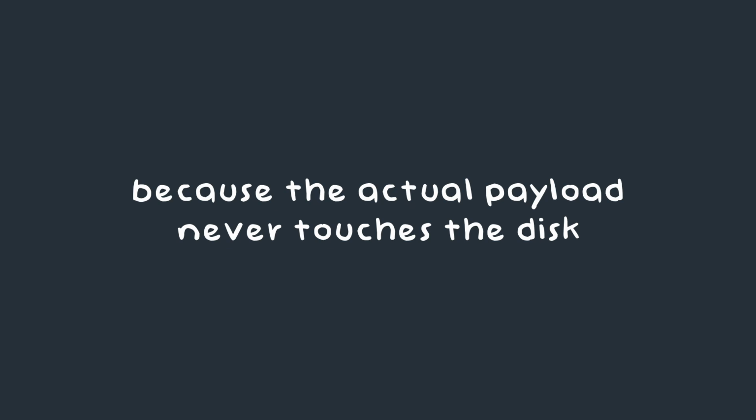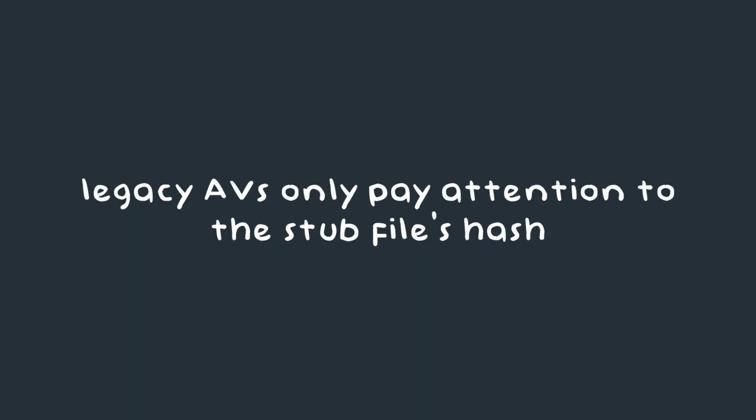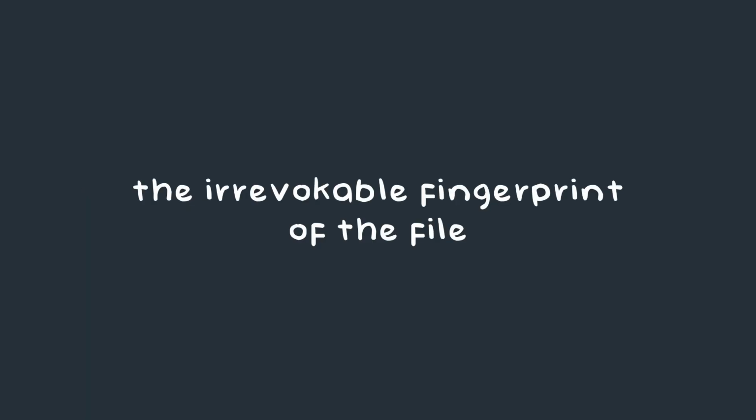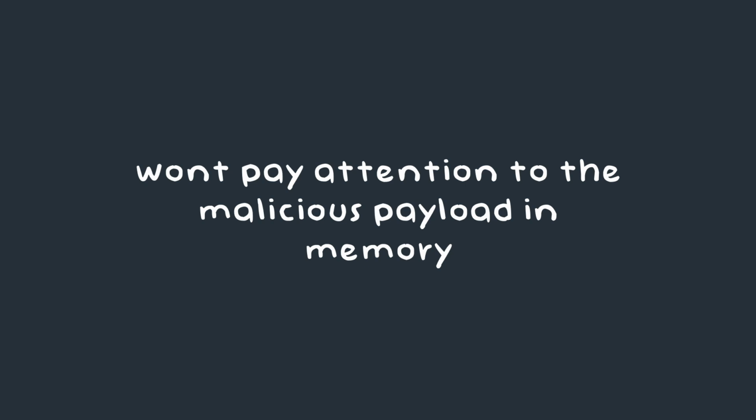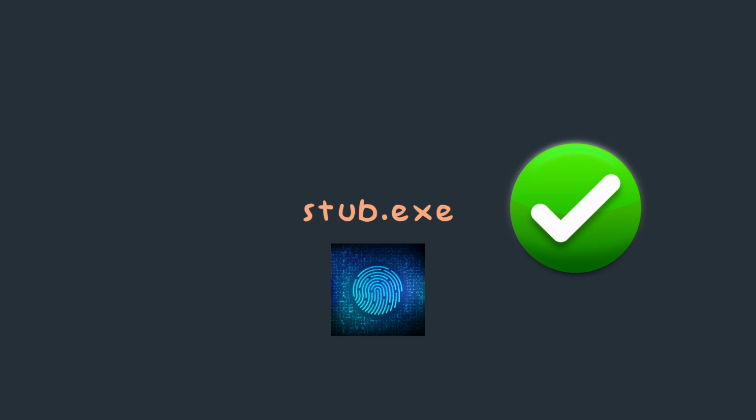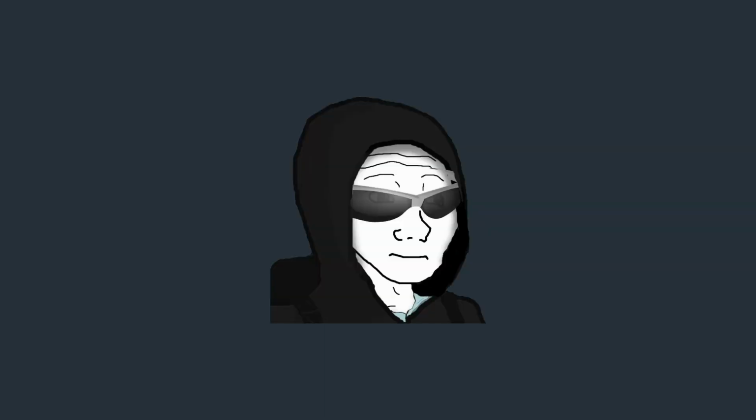During the attack, the user will run the stub file and the stub will decrypt the malicious bytes with the key. The malicious payload will then be loaded into memory and run its chaos on the machine. Because the actual payload never touches the disk, this is considered a fileless attack. Legacy antiviruses will only pay attention to the stub file's hash, which is the irrevocable fingerprint of the file. The legacy antivirus won't pay attention to what the stub has created, which is the malicious payload, because it's in memory. So it will compare the file hash to the malicious file hash databases on the internet. If no matches are found, the antivirus will consider it to be safe. This now means the hacker is happy that the malware can run without any interference and the user is completely oblivious.